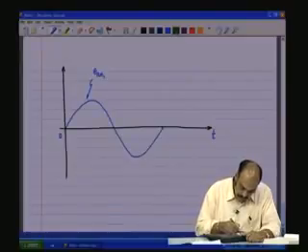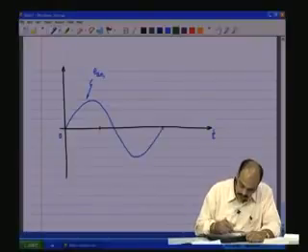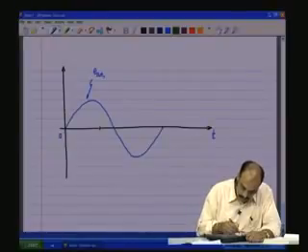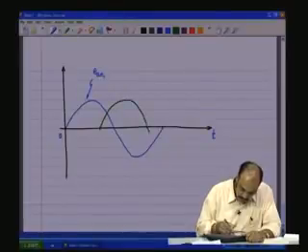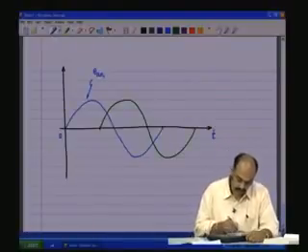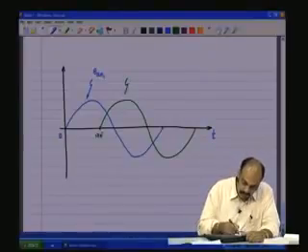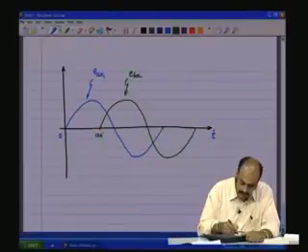So, this is 90. So, 120 will be somewhere around here. So, we have a waveform which goes like that, completes its cycle. This is 120 degrees lagging, and that is EBN2.